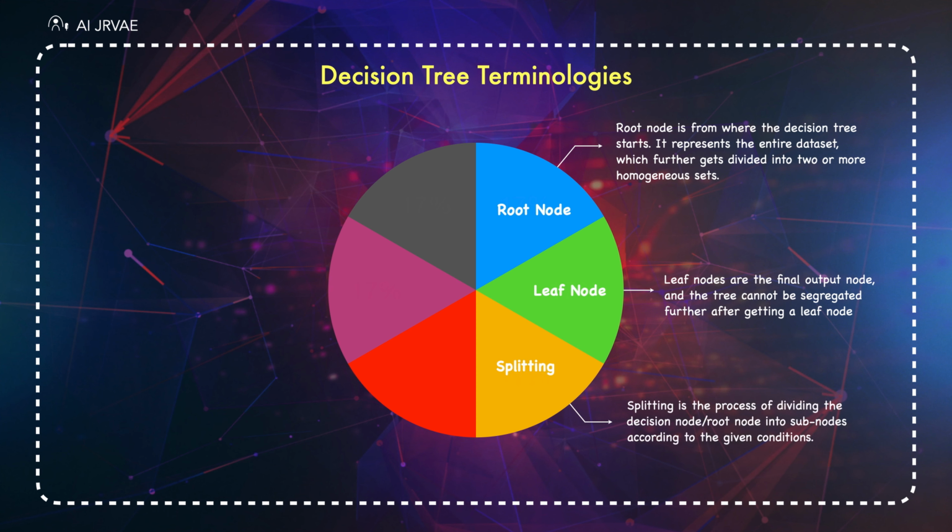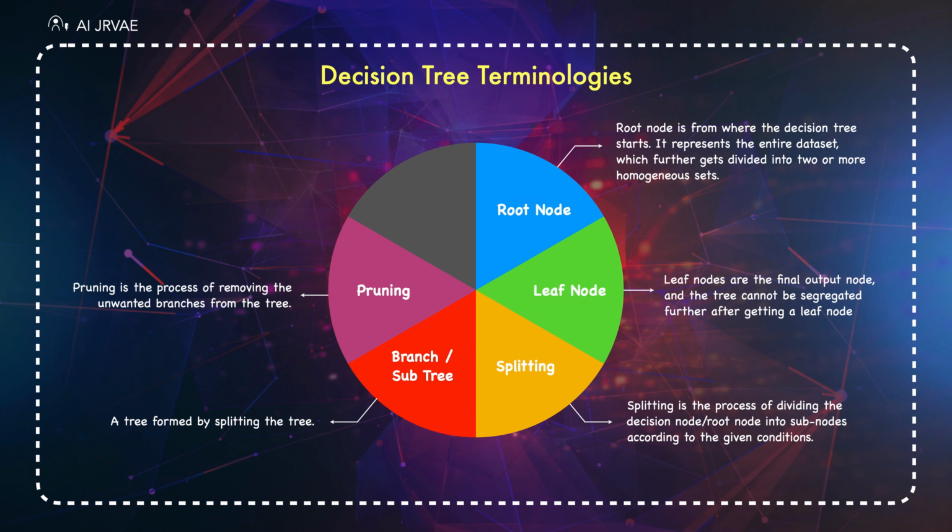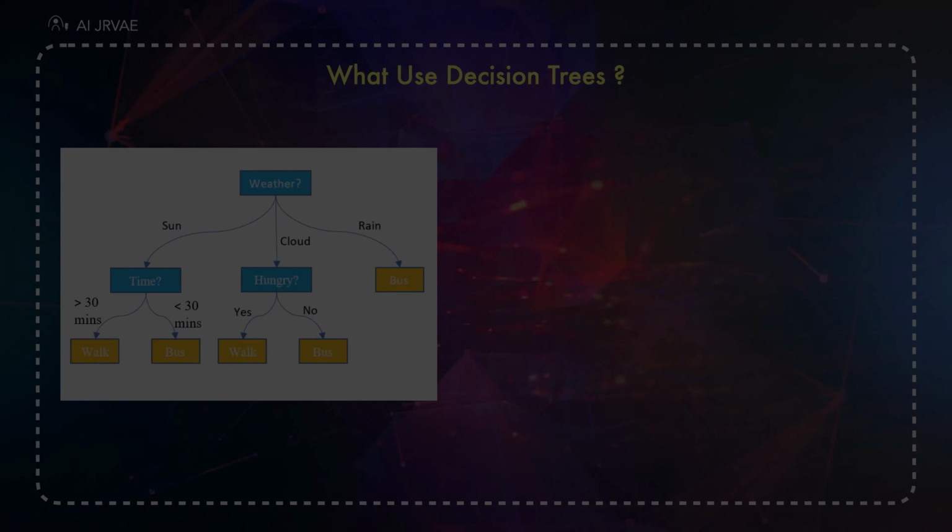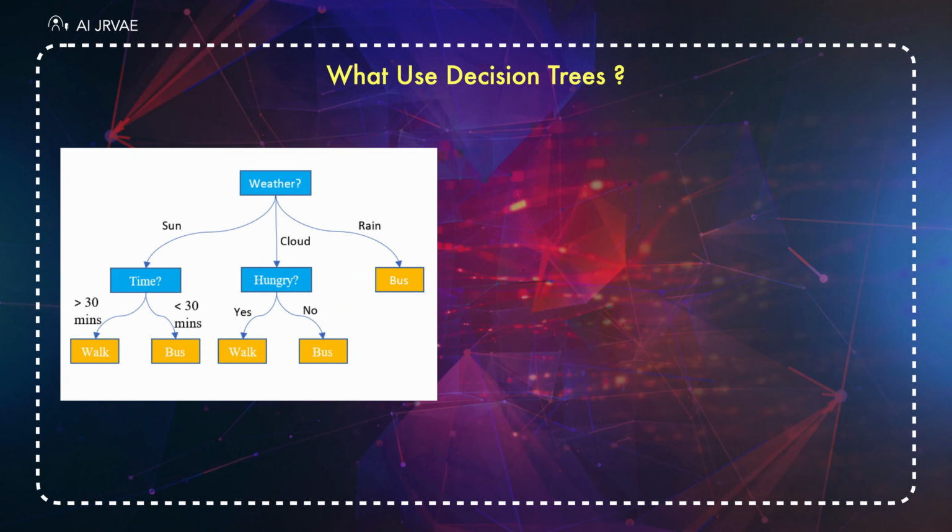Splitting. Splitting is the process of dividing the decision node or root node into subnodes according to the given conditions. Branch or subtree. A tree formed by splitting the tree. Pruning. Pruning is the process of removing the unwanted branches from the tree. Parent or child node. The root node of the tree is called the parent node and the other nodes are called child nodes.